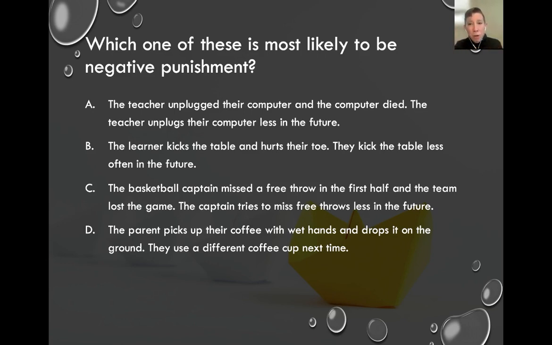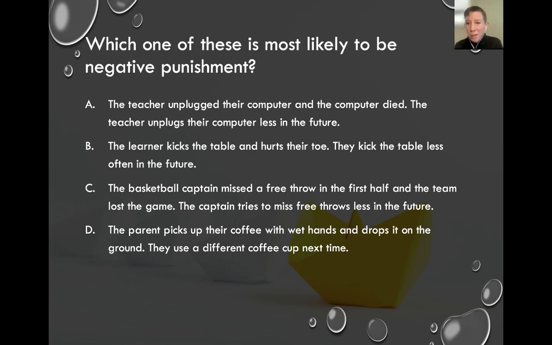So they use a different coffee cup next time, which means we could potentially say that we've decreased their use of a coffee cup, but that wasn't the response that we were referencing. The response that we were referencing is the parent picking up their coffee with wet hands. So if we said they didn't pick up their coffee with wet hands in the future, then this potentially could be negative punishment because we've seen a decrease in the picking up of the coffee with wet hands. And there was a removal of the coffee upon picking it up with wet hands. And so we would probably say that that's negative punishment.